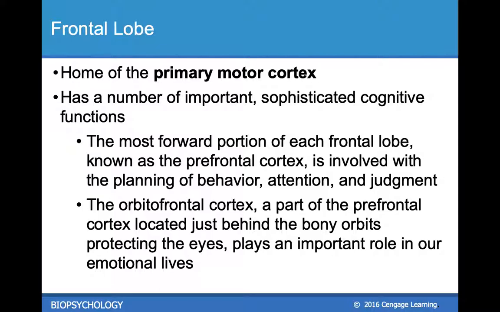Also in our frontal lobe, we have our orbital frontal cortex that is located just behind our eyes, and it plays an important role in our emotional lives. Again, that's very closely related to our amygdala and the rest of that limbic system. Again, that area is just behind that orbital frontal cortex.